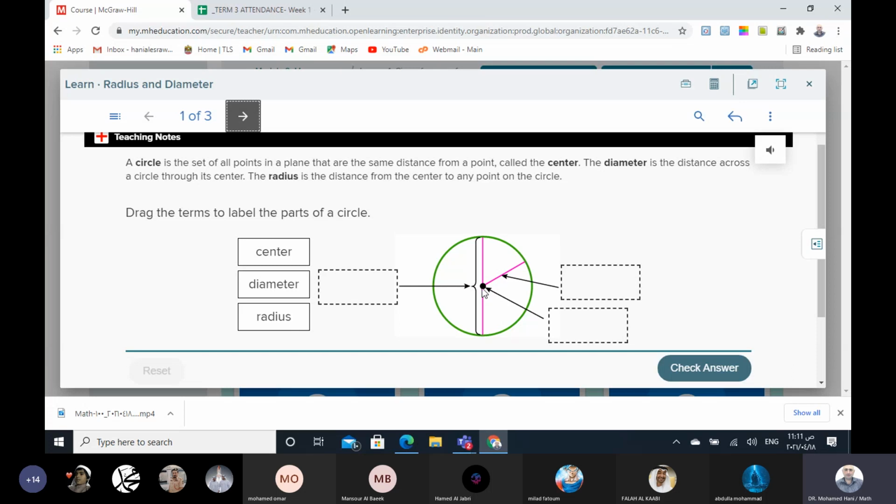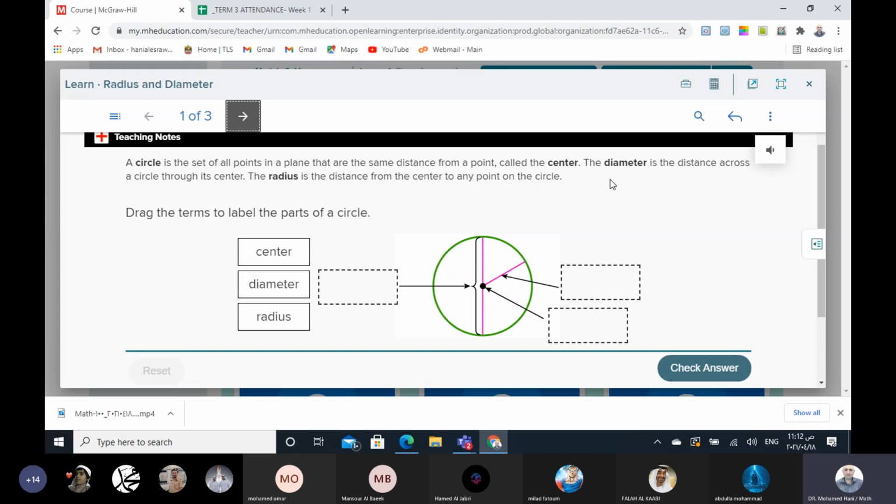The center of the circle. Is the set of all points in a plane that are the same distance from a point. And the name of this point will be the center.